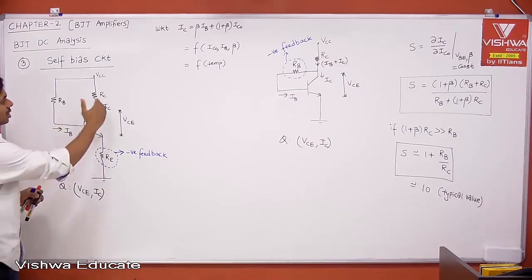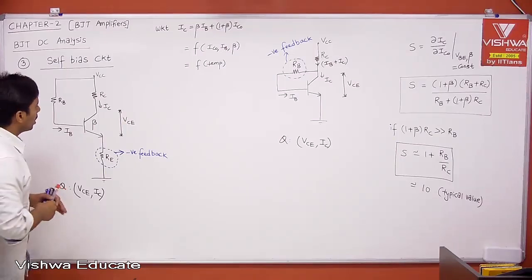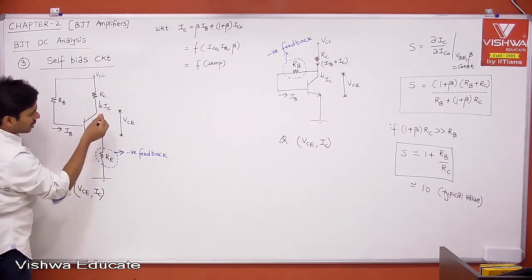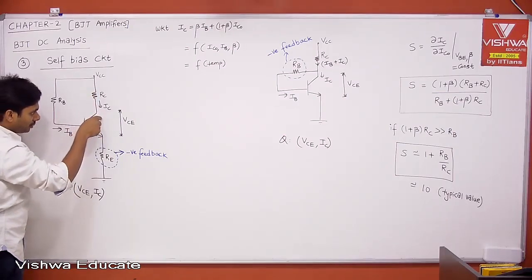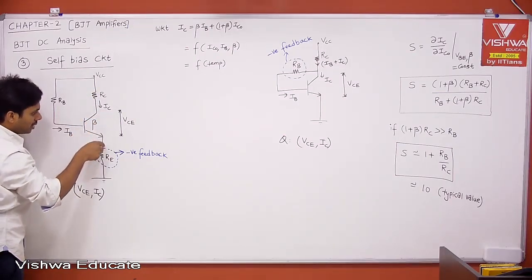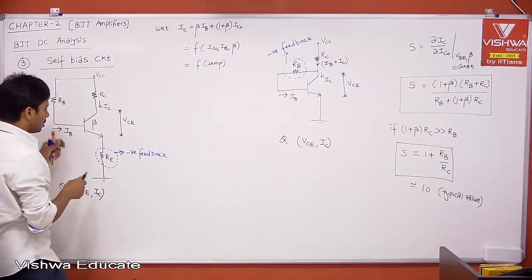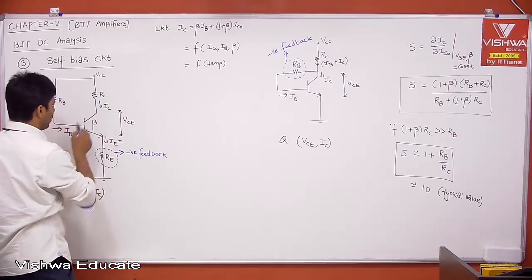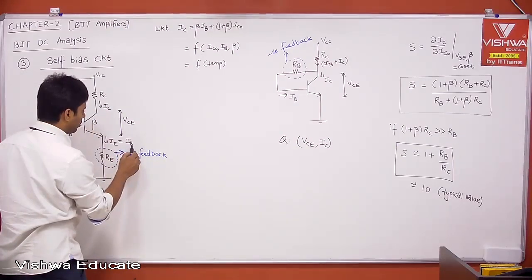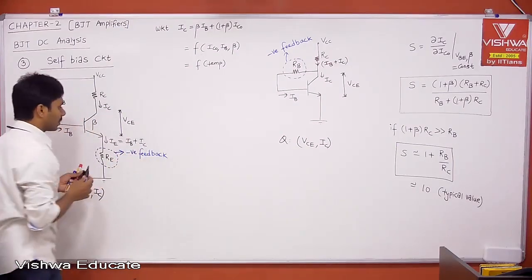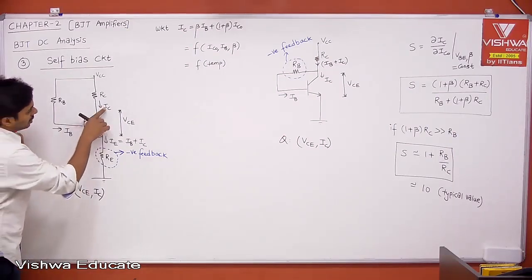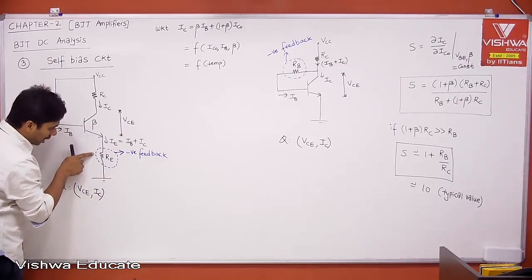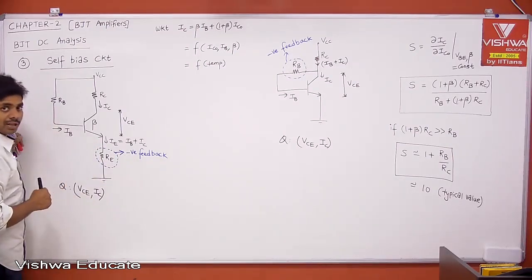But if IC is changing, just listen, don't write anything. If temperature increases, then IC is increasing. When IC is increasing, the same current is flowing through the transistor. You can say this is IE. What is IE? IE is equal to base current plus collector current. Therefore, this is IB plus IC, right? Now tell me, if IC is increasing, then IE will increase. When IE is increasing, the same current is flowing through RE, which is nothing but your feedback resistor.